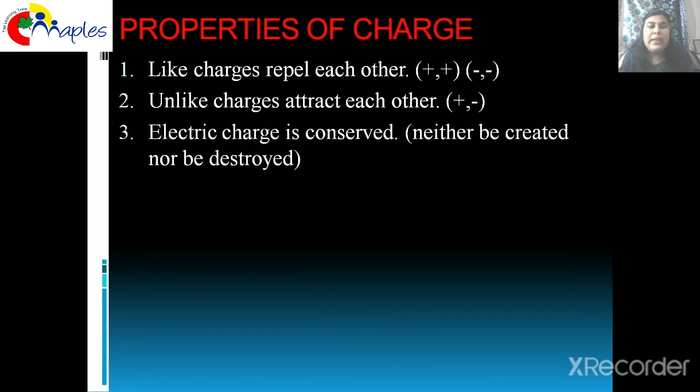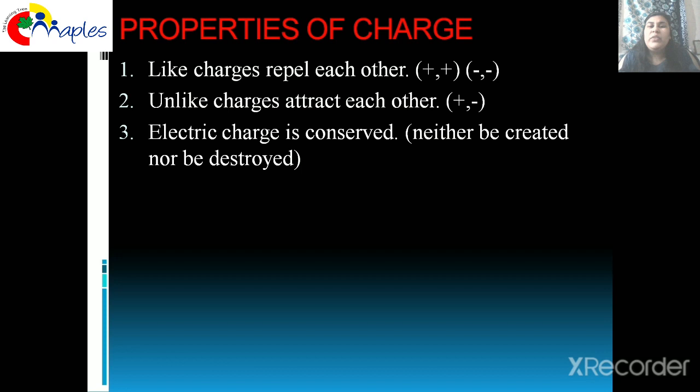The next property is that electric charge is conserved. As you all know, electric charge is conserved. What is the meaning of conserved? You already read this word in the previous class, like mass is conserved in the chemistry section. So what is the meaning of conserved? It means neither be created nor be destroyed. So electric charge is also like mass. Like mass is neither created nor destroyed.